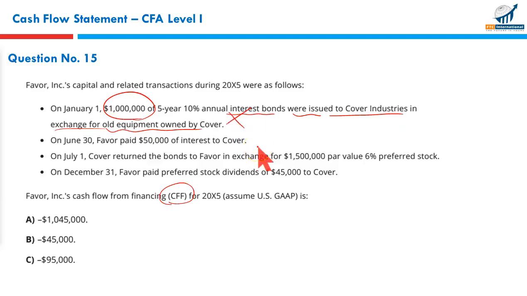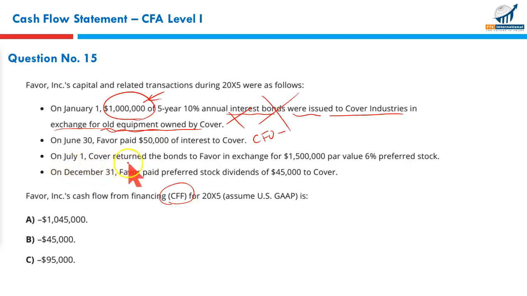We have issued bonds, but in return we did not receive cash. In fact, we acquired an old equipment. Rather, it's just acquiring an asset, and in consideration of payment, we have issued bonds. No cash is involved in this first transaction. Second, on June 30th, Favor paid 50,000 of interest to Cover. Interest payment is cash flow from operating activities, an operating outflow, right?